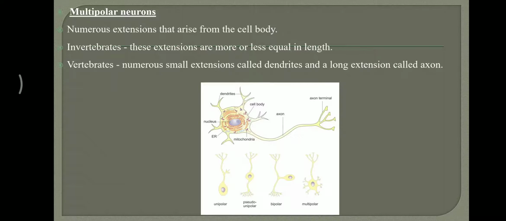In invertebrates all these extensions are more or less equal in length. But in vertebrates, numerous small extensions called dendrites and a long extension called axon are present. Okay, in the case of vertebrates, we can see numerous small extensions, that is called dendrites, and one among them will be very long. That extension is called axon.